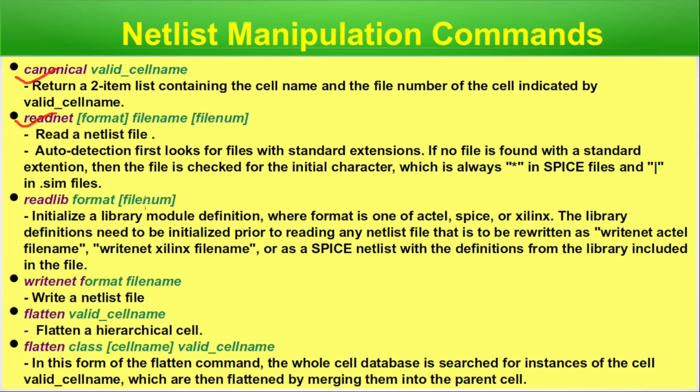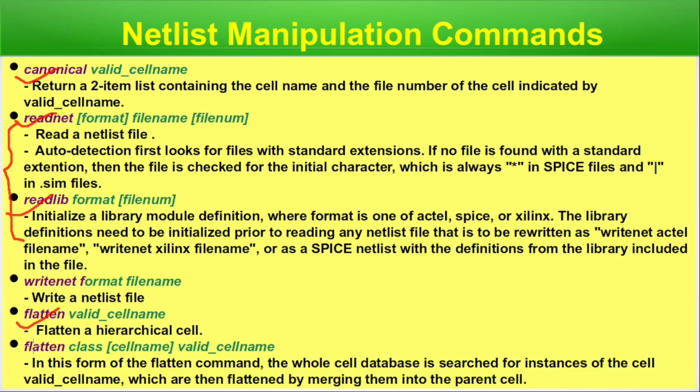Read lib format file now. Initialize a library module definition where format is one of Actel, Vice or Xilinx. The library definitions need to be initialized prior to reading any netlist file that is to be written as WriteNet Actel file name, WriteNet Xilinx file name, or a Spice netlist with the definitions from the library included in the file. Basically, these two commands are related to the file type and their extension for valid file type for the tool. Now WriteNet: write a netlist file, flatten a hierarchical cell.